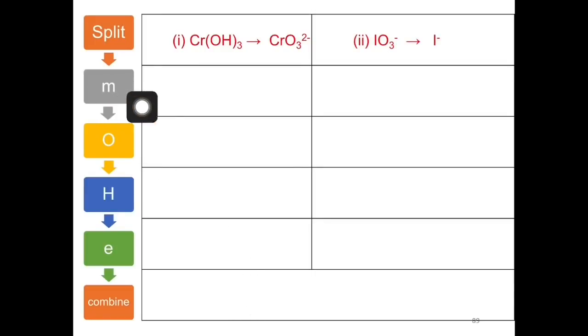Next, balance Cr. On the left side, there is one chromium atom, and on the right side, there is also one chromium. So there is nothing that you should do here. Just rewrite this equation into the table. Next, O, the oxygen atom. On the left side, we have 3 oxygen atoms, and on the right side, there are also 3 oxygen atoms. So you don't have to add any water molecule. Just rewrite this equation into this part.